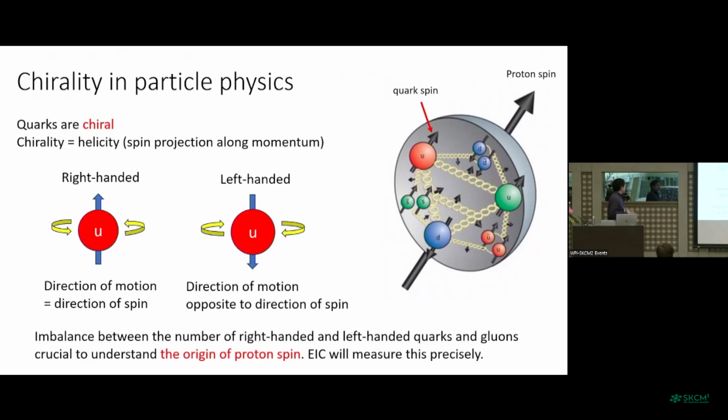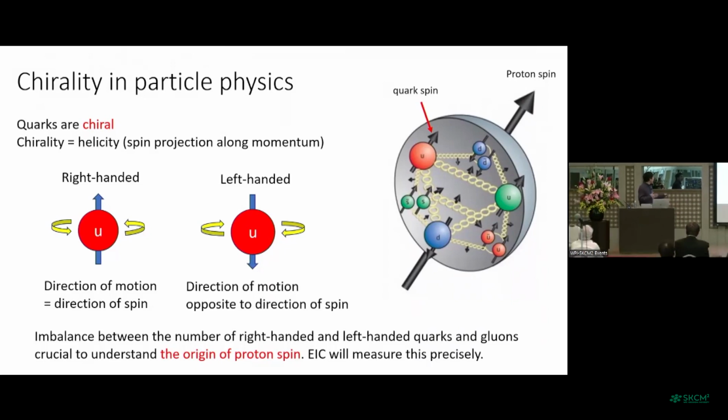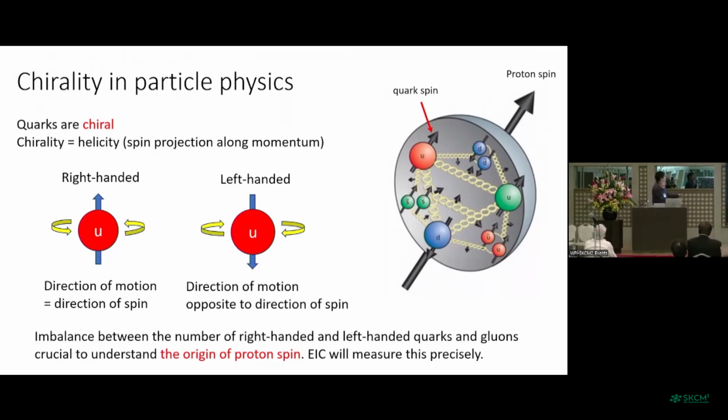For a massless particle, you can only have parallel or anti-parallel. That's the only possibility for massless particles. I neglect the mass of the quark here. For a massless particle, the direction of the spin can be either parallel or anti-parallel to the direction of motion. It cannot be transverse.